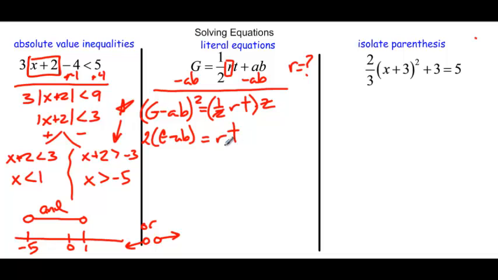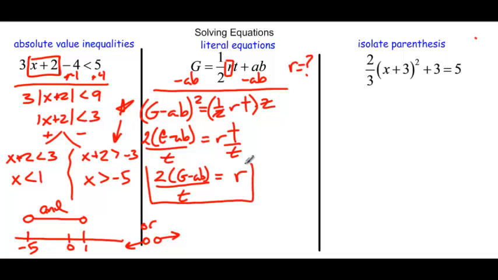And the last thing to do here is get the t out of here. Now, I see r times t, so how to do that? You divide by t to both sides. And scoot it over here a little bit. So we're going to have r is simply 2 times g minus ab, and then all over t. Now again, you could distribute here and so forth, but the important thing is to get r by itself. So I'm treating the letters just like numbers. That's the key thing here.